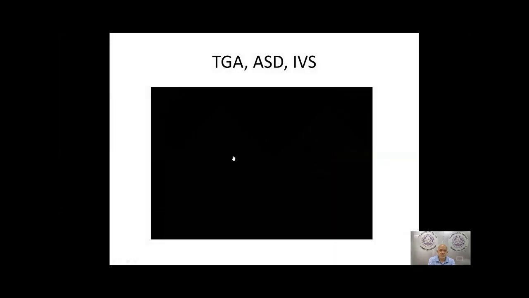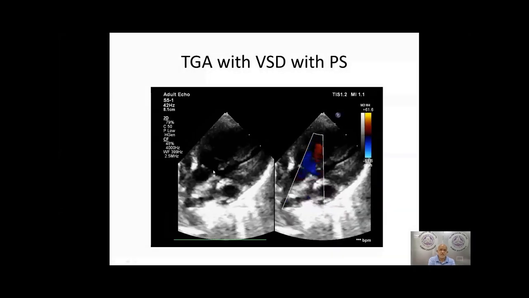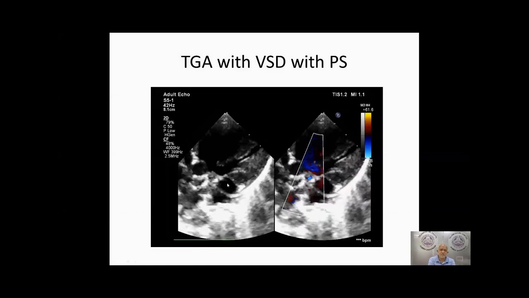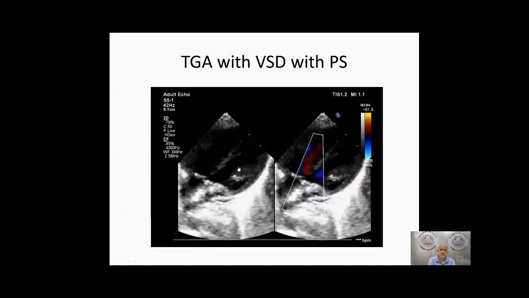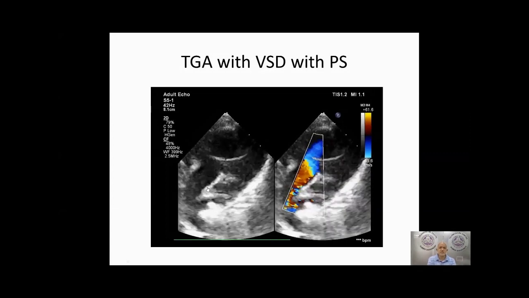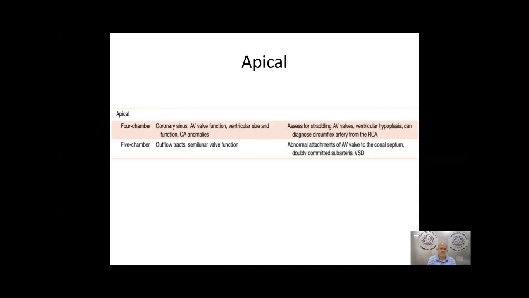On the other hand, you can see this patient has a large VSD, right? You can see the aorta is arising from the right ventricle, and the pulmonary artery is arising from the left ventricle. So there is clearly transposition. What is more important in this patient is the severe pulmonary stenosis, with a small pulmonary artery. This child is likely to behave like a tetralogy physiology.